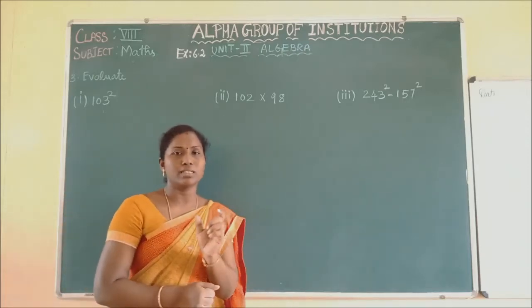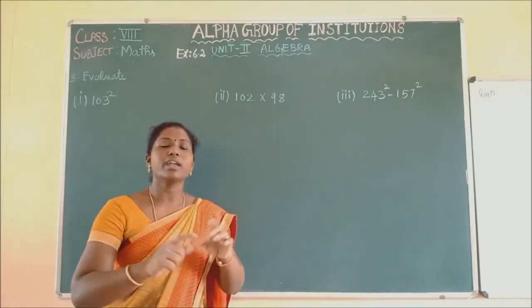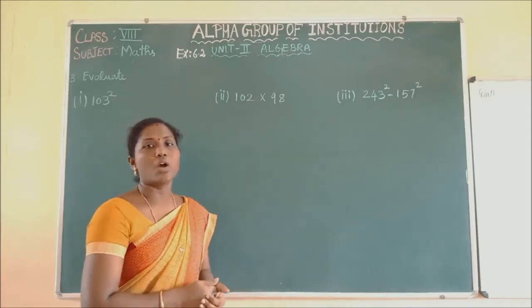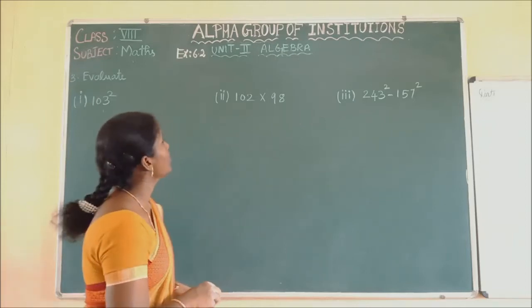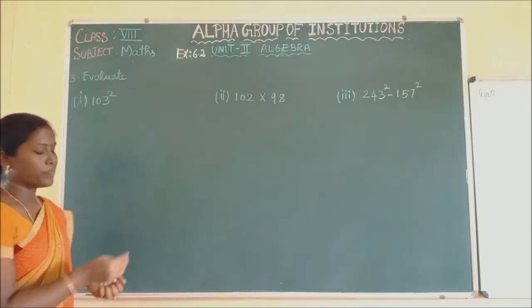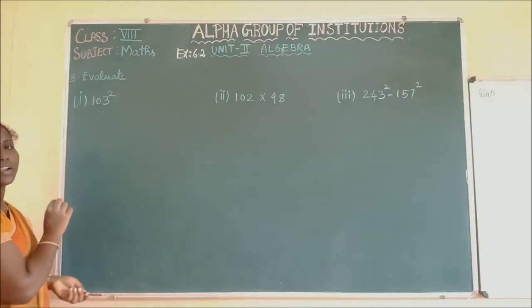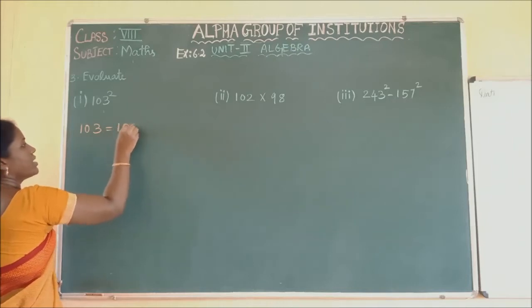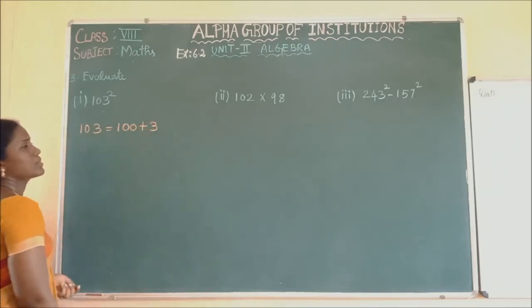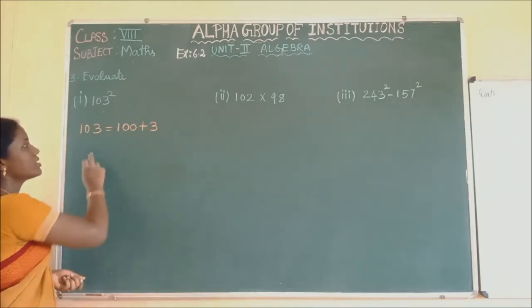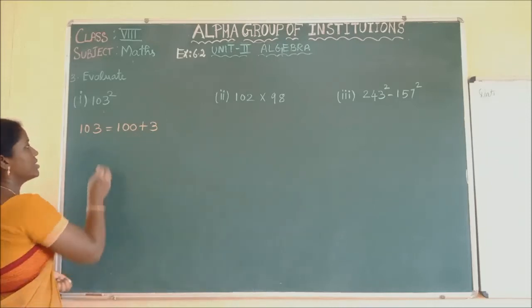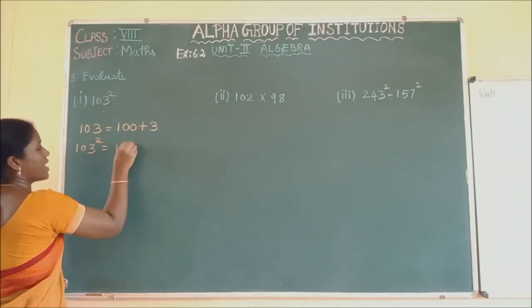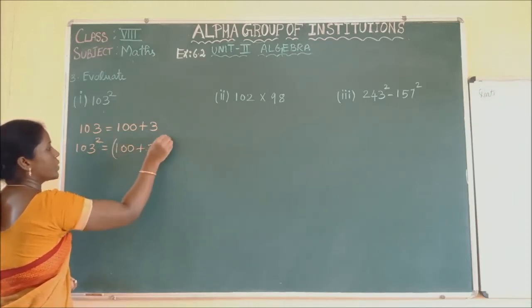But by seeing the number in a question, just think of rewriting the given number as an identity. How do we change it into an identity? So now listen, 103 square. How to rearrange it? Shall we write this number 103 as 100 plus 3? Yes. So 103 square can be written as 100 plus 3 the whole square.